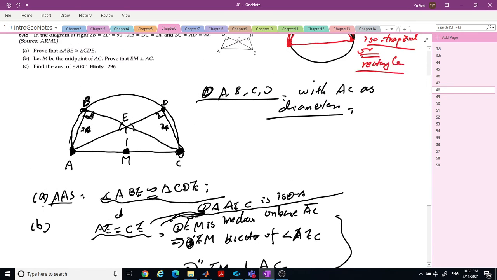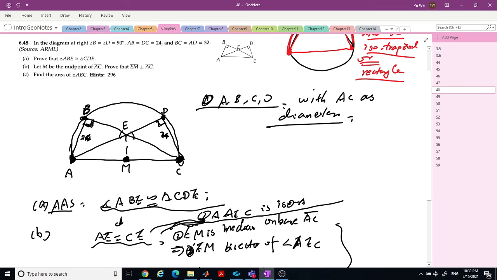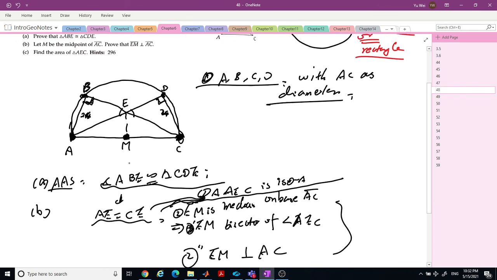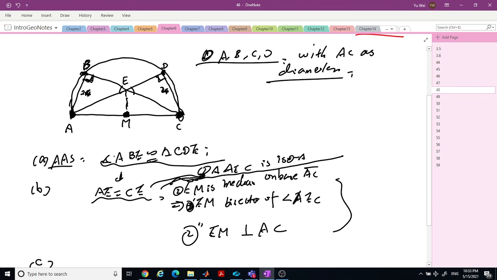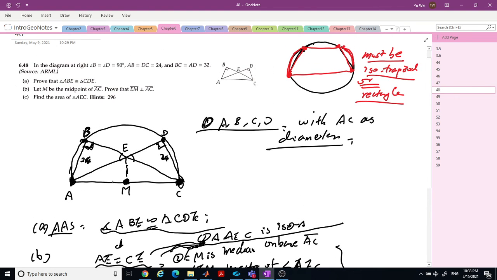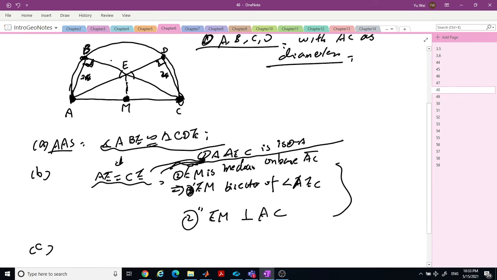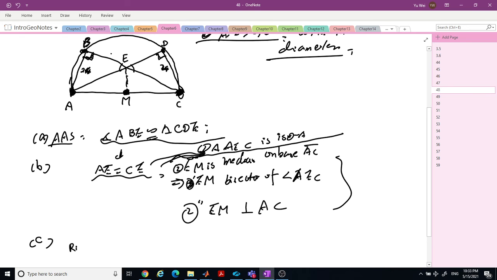The last step is to find the area of ACE. BC equals AD, which is 32. So in the right triangle ABC, AC squared is equal to 24 squared plus 32 squared. What's that?